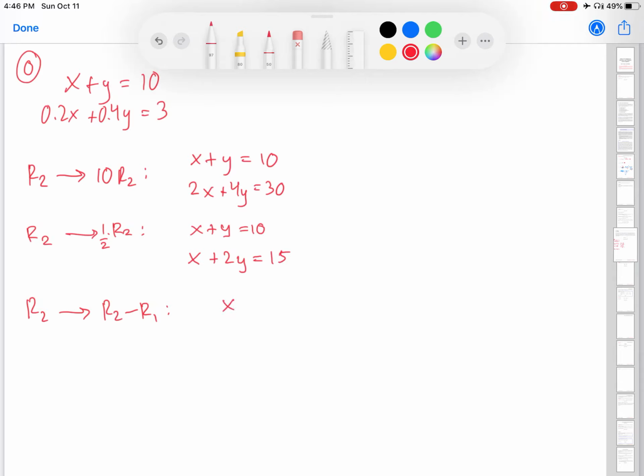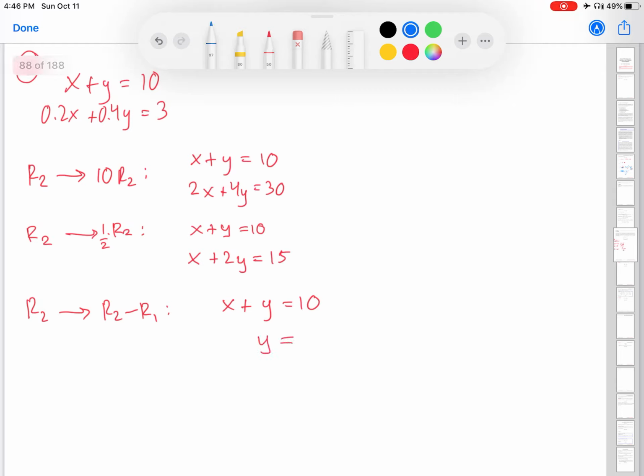Great. So I don't change the first row. There it is. And then what I'm doing is I'm taking this entire second row and subtracting from it the first row. Okay. So if I do that, x minus x gives me no x, so I'm not going to write that. And then 2y minus y gives me y. So let's put that here.